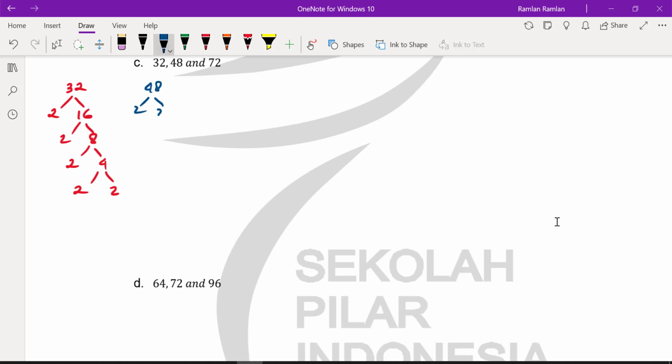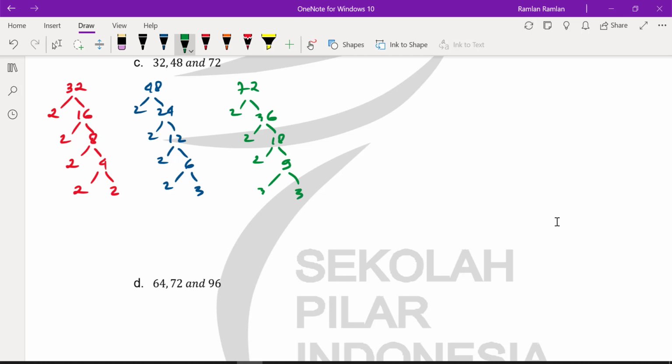Now we go to 48. 48 divided by 2 is 24. Divided by 2 again, you get 12. Divided by 2 again, we get 6. Divided by 2 again, we get 3. And then the last one is 72. 72 divided by 2 is 36. Divided by 2 again, we get 18. Divided by 2, you get 9. Divided by 3, you get 3.